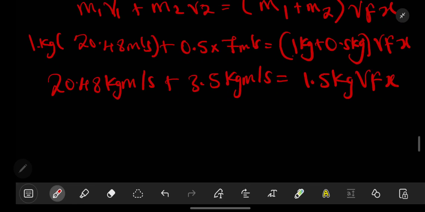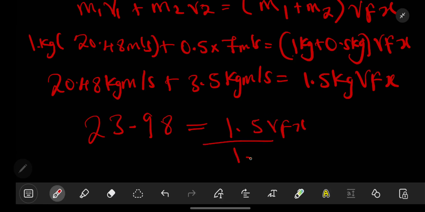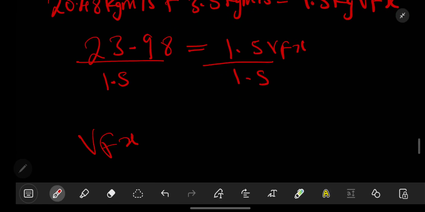So when we add our 20.48 plus our 3.5, this gives us a value of 23.98, which should be equal to 1.5 vfx. We divide by 1.5, so our velocity in the x will be equal to 15.99 meters per second. So that is our velocity in the x.